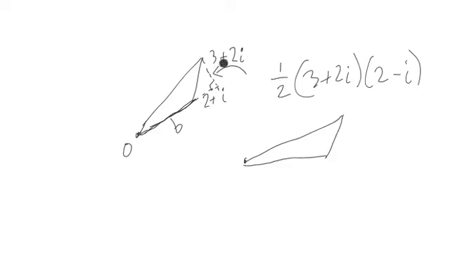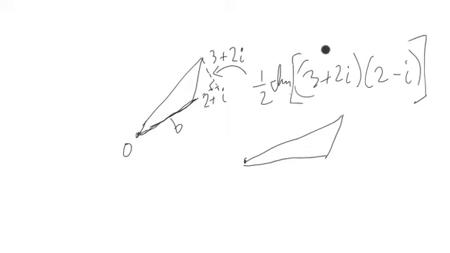So really, you just take 3 plus 2i multiplied by the conjugate 2 minus i, and then half it. You got it. That's all you do. Of course, what we need is the imaginary part of this multiplication. So it's 1/2 times the imaginary part, because the imaginary part gives us that.